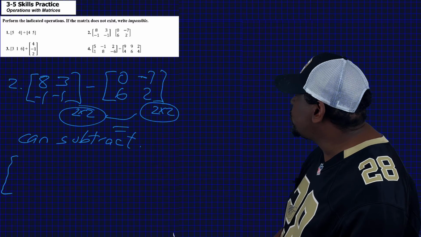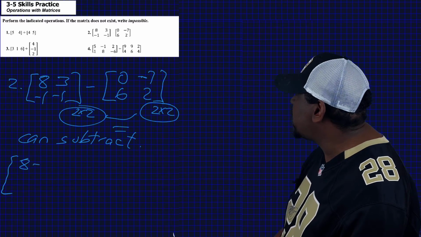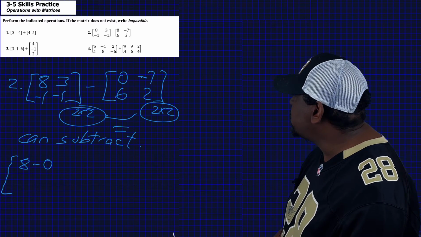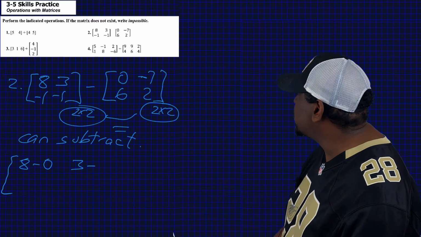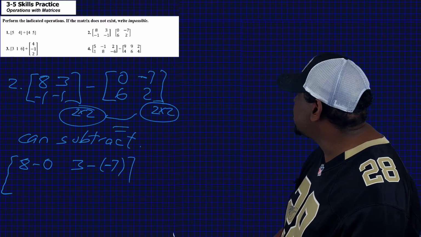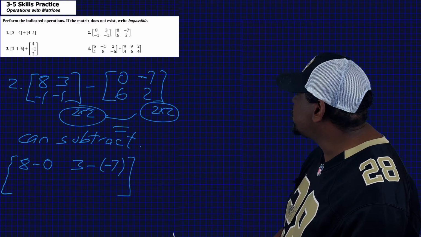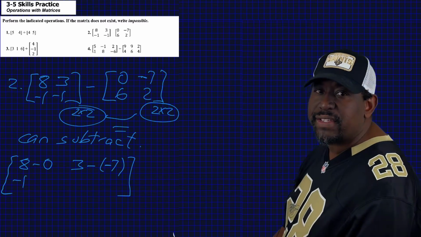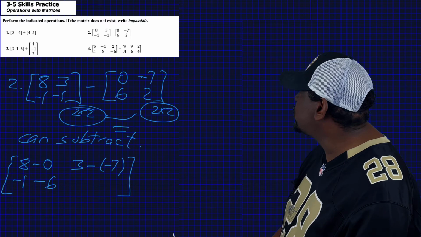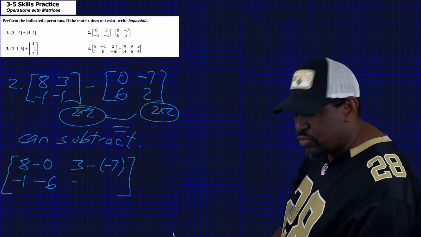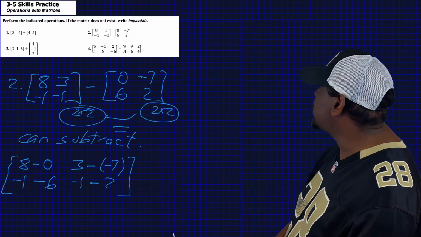So at this point, we will subtract the corresponding entries. 8 minus 0 will be the entry in the first row, first column. Next one will be 3 minus negative 7. The next one will be negative 1 minus 6. And the last one will be negative 1 minus 2, which will pop up here in a second.